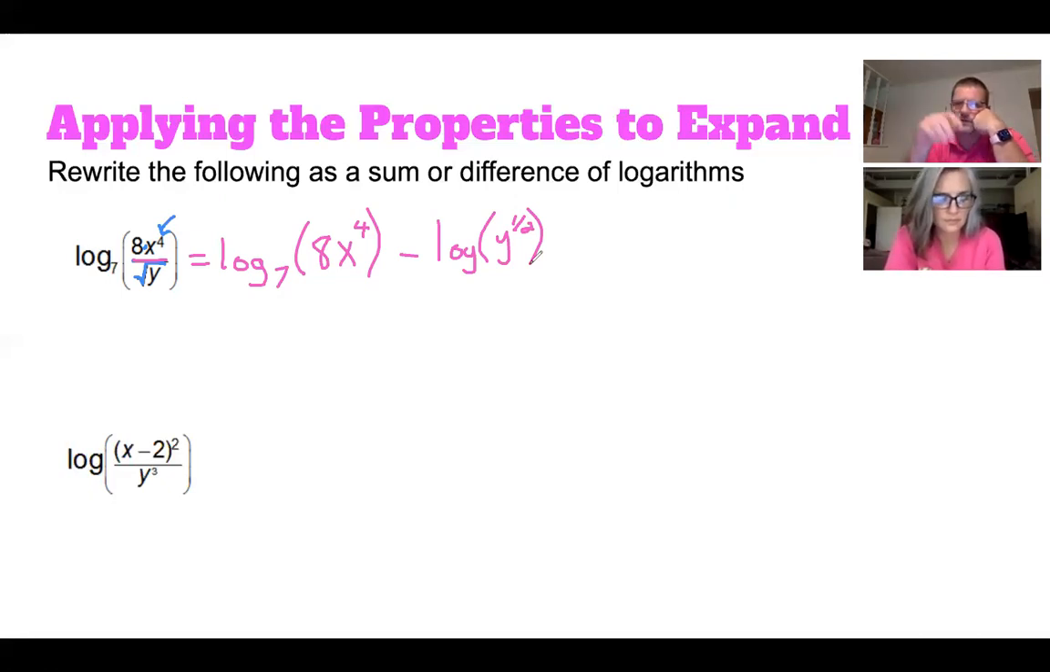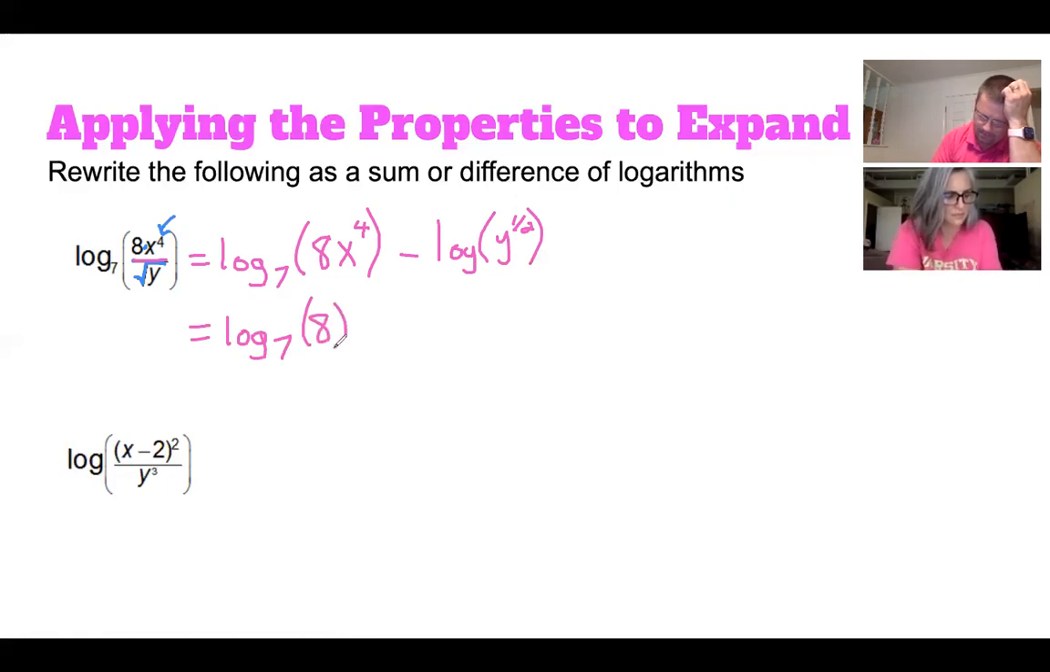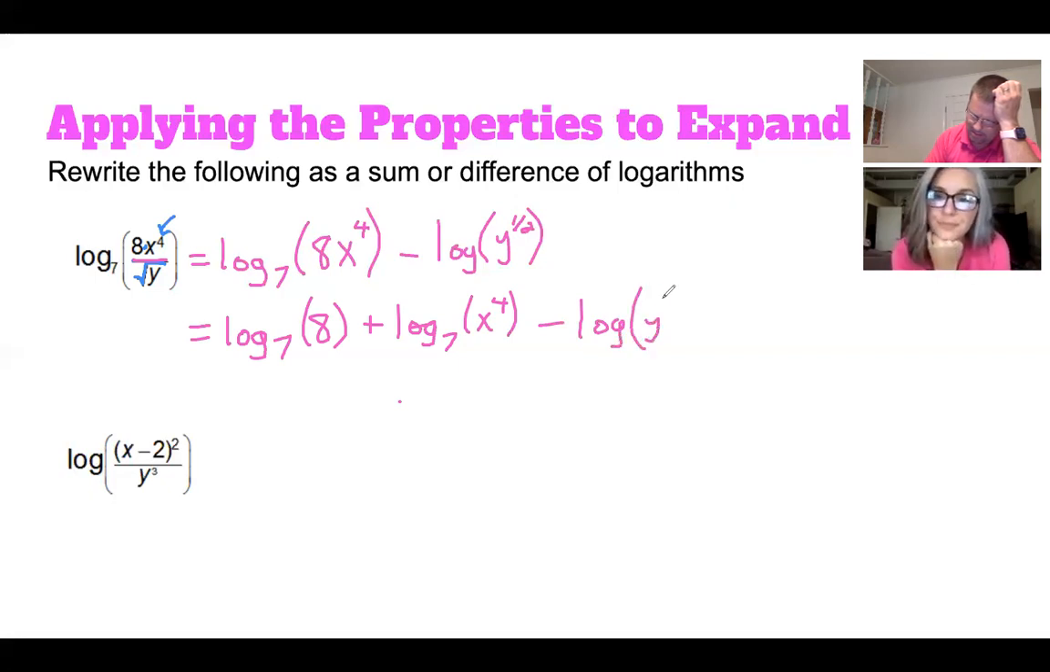Then in the first logarithm, I see a product. So I'm going to break that down as an addition. Log base 7 of 8 plus log base 7 of x to the 4th. That's using the product rule. And now I can deal with those exponents using the power rule. So I have to rewrite it all again. Miss Young would have been done 2 steps ago.